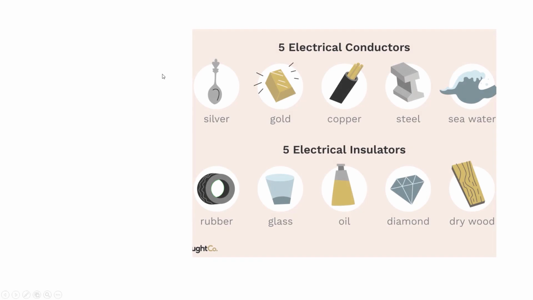Now, what are conductors and insulators? Conductors are those materials through which electricity and heat can pass. For example, silver, gold, copper, and all metals are good conductors of electricity. Insulators, on the other hand, are those materials through which electricity cannot pass. For example, rubber, glass, oil, diamond, dry wood, etc. So, on the basis of the flow of charge through a material, we classify materials into two categories: conductors and insulators.